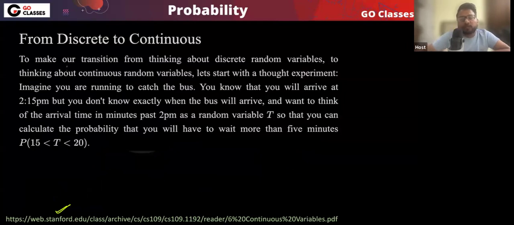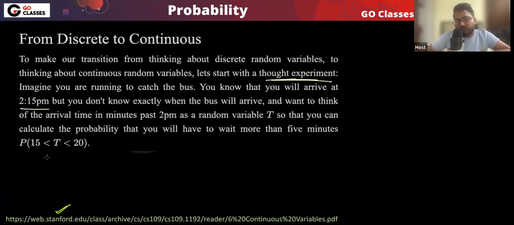Let's just see what they're saying: to make a transition from thinking about discrete random variable to continuous random variable, let's think about some experiment. Imagine you're running to catch a bus. You know that you will arrive at 2:15 p.m., but you don't know exactly when the bus will arrive. So you want to think of the arrival time in minutes past 2 p.m. as a random variable t. Which means you don't know exactly when the bus will arrive.